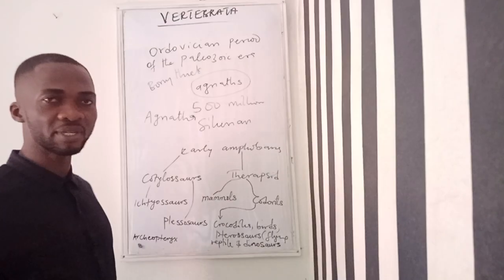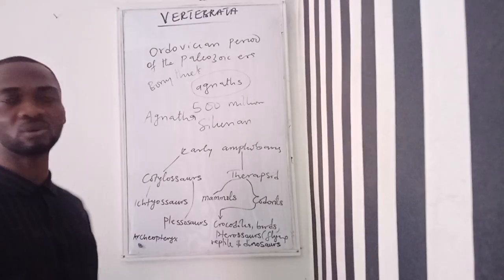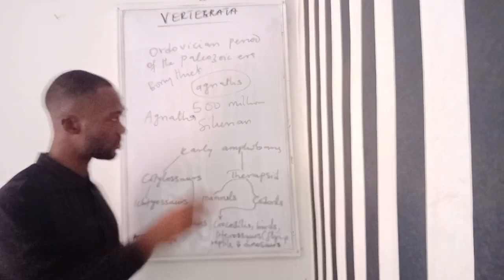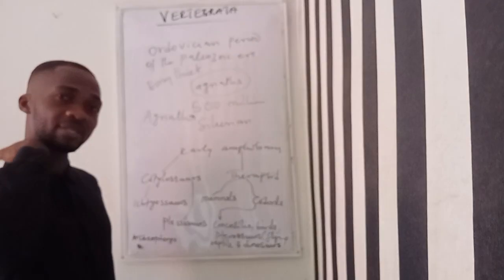When you hear Ordovician, the Paleozoic, the Silurian, these are just different eras. Maybe 4 to 5 million years ago, 500 million years ago. That is just what it means. Different eras, different periods that have existed.